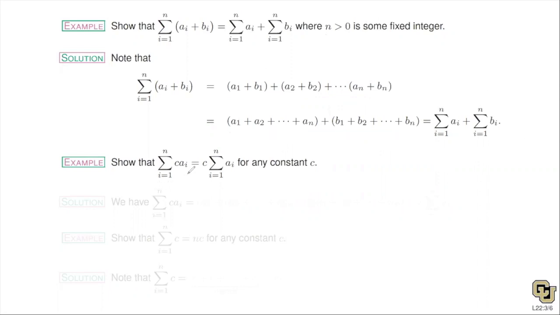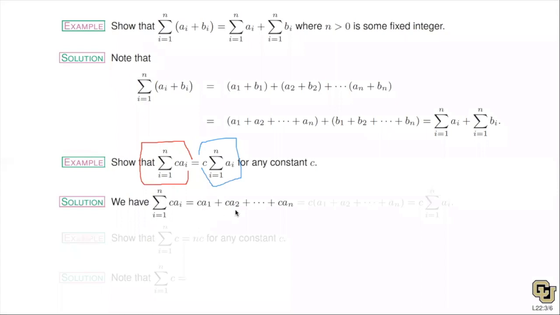For this next one, again, compare what's on the left-hand side to what's written on the right-hand side. Even though they're equal, I want you to think about how they are different. On the left-hand side, we're multiplying each A sub I by C ahead of time, and then adding up all the C A sub I's. So when I is 1, I have C A sub 1. When I is 2, I have C A sub 2, plus, all the way to C A sub n. That's what's happening with this sigma notation.